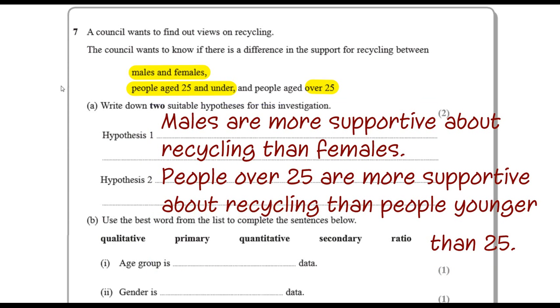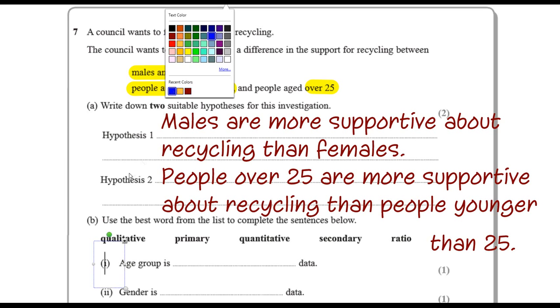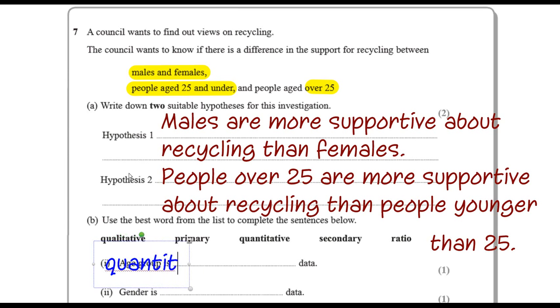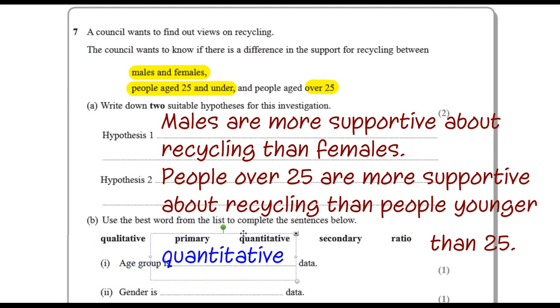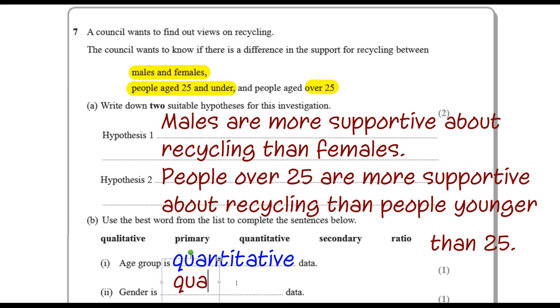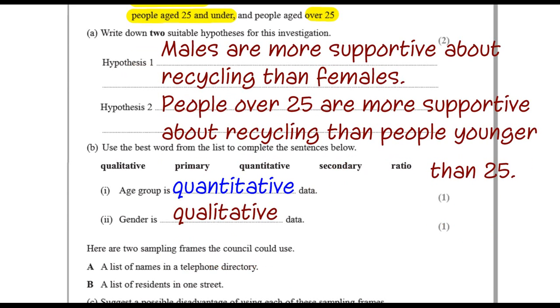B. Use the best word from a list to complete the sentences below. Age group is, and we've got to choose qualitative, primary, quantitative, secondary, ratio. Okay, well age is a number, so it's quantity, so it's going to be quantitative. Let's write that down. Quantitative. Gender is qualitative. Qualitative. Okay. Because it's not a number.